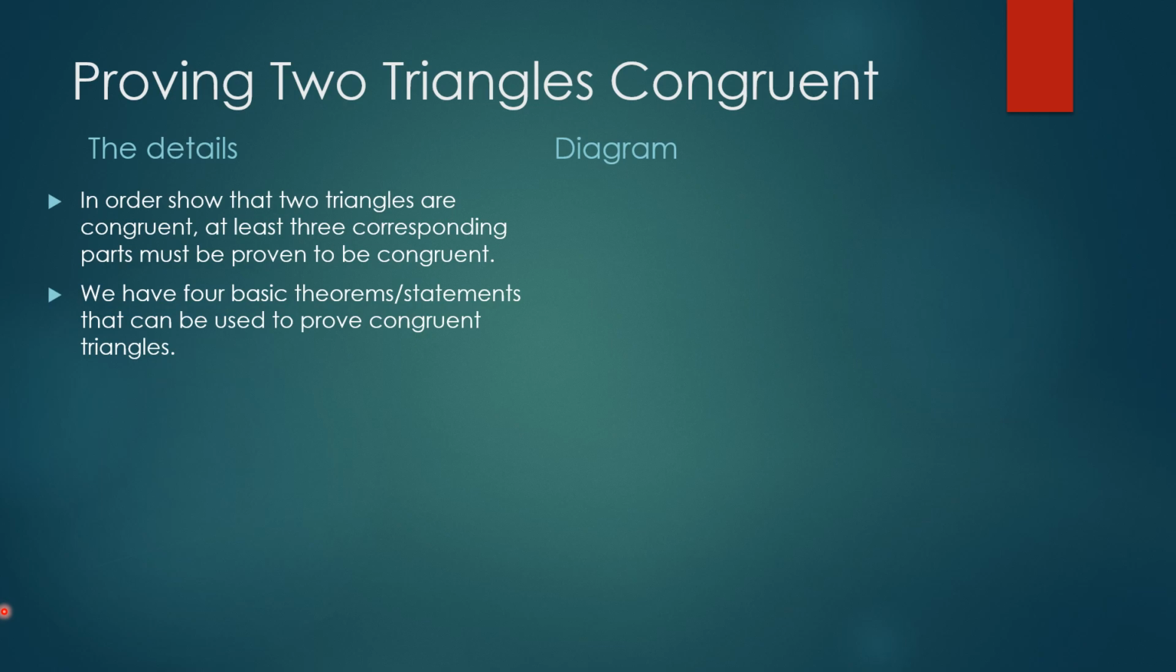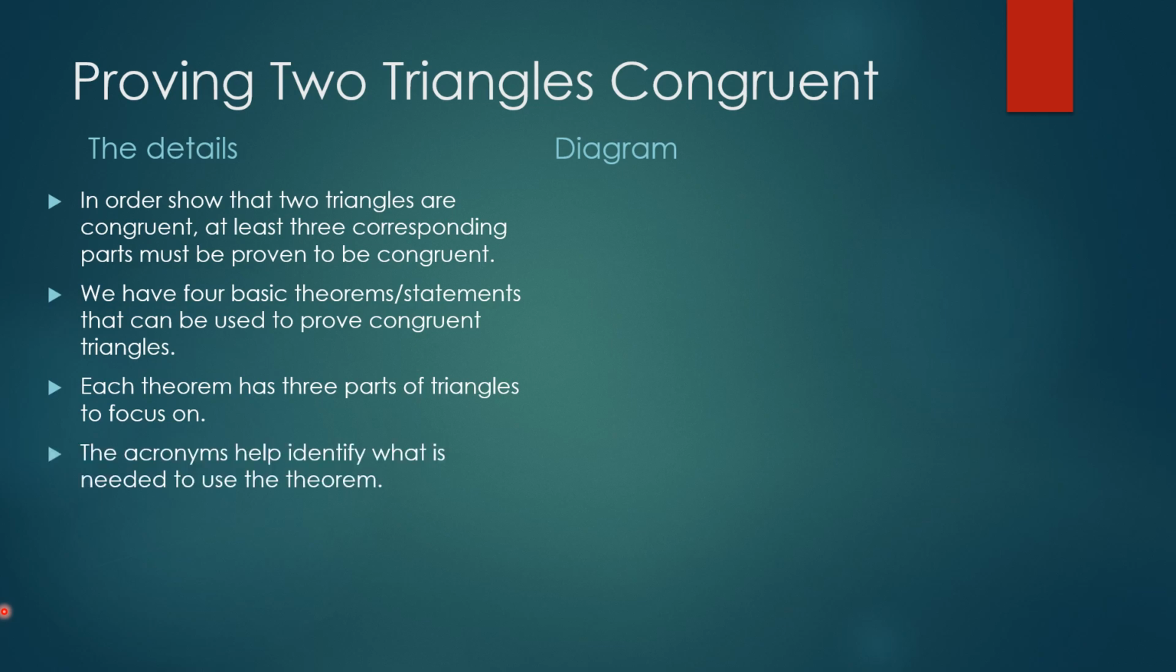We have 4 basic theorems that we're going to talk about, and we'll use those to prove triangles congruent. Each one focuses on 3 parts. There are acronyms to help you remember which theorem talks about what parts of the triangle you need to have congruent. Think of the theorems as if-then statements. If this happens, then they are congruent by this theorem.